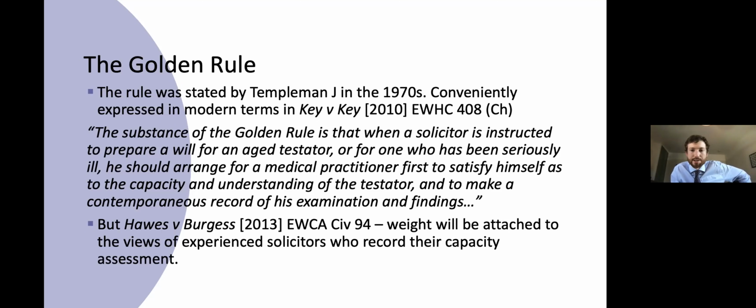Now, I can't possibly pass over the irony of Lord Templeman, as he then became, and the golden rule not being followed in his own case. And this came before the courts last year in Goss, Custard and Templeman, where it was alleged that Lord Templeman lacked capacity to make a will back in 2008. And again, there are numerous reasons for the judge deciding that he did have capacity, but one of those reasons was that his solicitor, who he had known for some time, was satisfied that an assessment by a medical expert wasn't necessary because he was so satisfied that Lord Templeman had capacity to make the will. So beware of Hawes and Burgess.